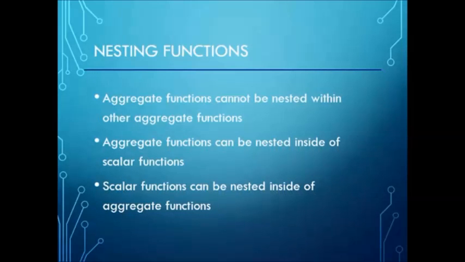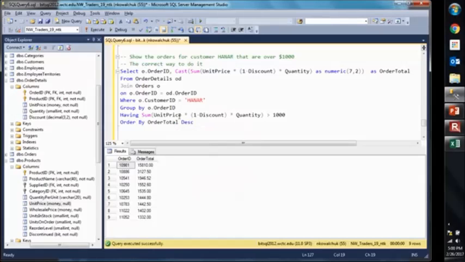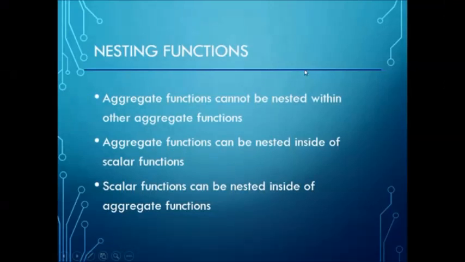So, as you can see, we nested those functions. There are a couple things with nesting functions in SQL Server. So we can't nest aggregate functions inside of other aggregate functions. So I can't take the average of the sum of something. Doesn't work. If we want to do that, we'll have to wait until we learn subqueries. We can nest aggregate functions inside of scalar functions. So we did that here with our casting the result of our aggregate function.